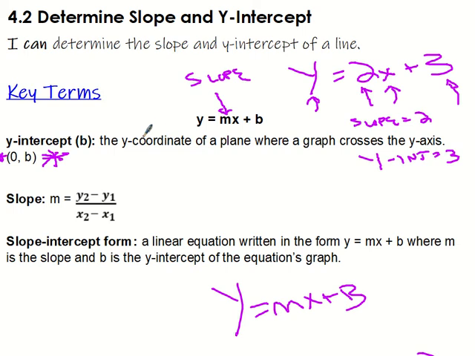Now, the y-intercept is where the graph crosses the y-axis. On every single graph, the y-axis is this one right here. The y-intercept is wherever a line crosses that y-axis. Intercept means to intersect or to cross. So it's really whenever x is 0, whatever my y is, that's my y-intercept. So for this one with a y-intercept of 3, that would be the point (0, 3).